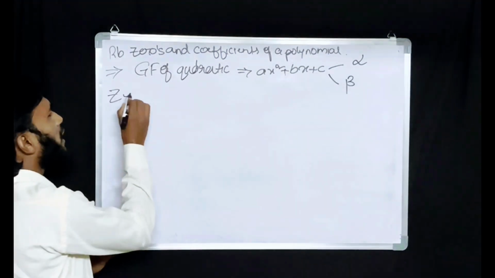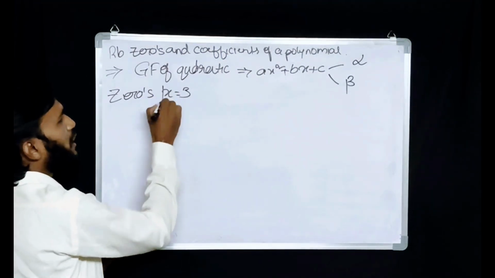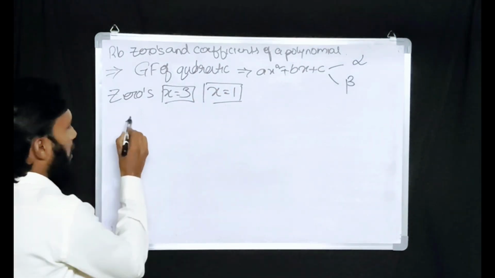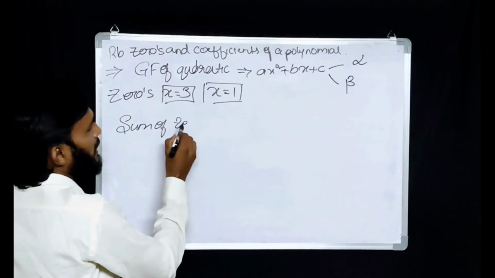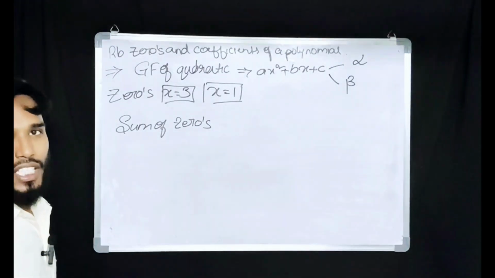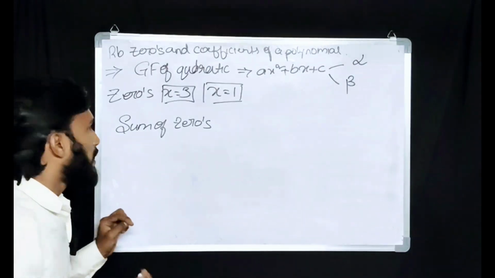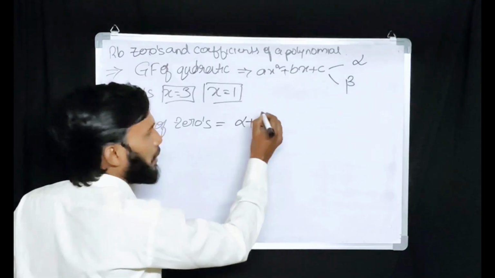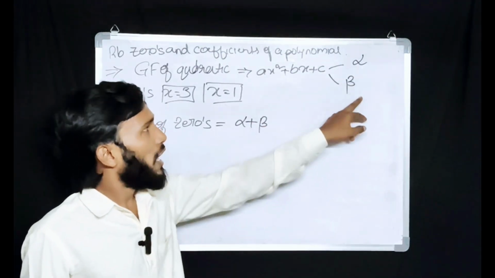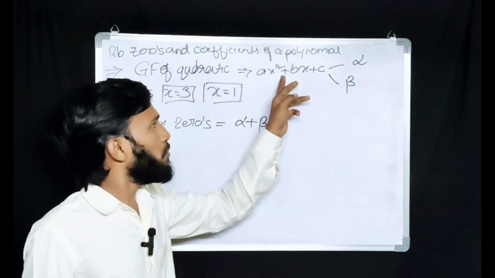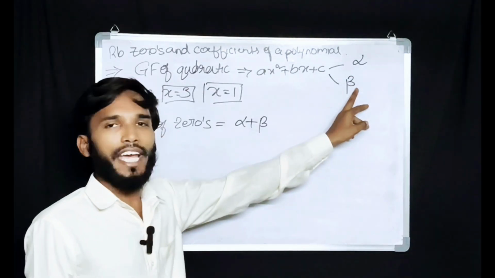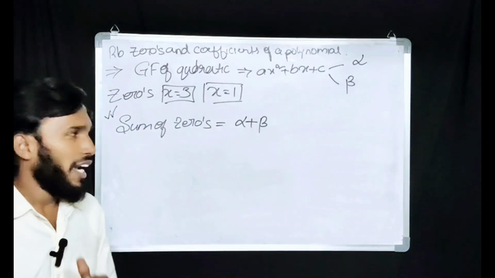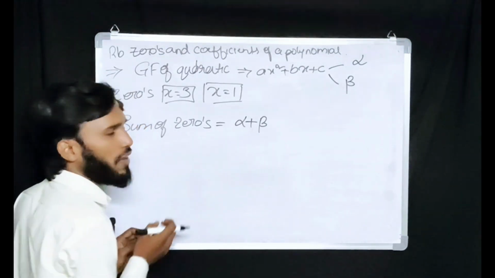Now, what zeros did we get in the previous example? One is x = 3 and the other is x = 1. Remember this. Next, the sum of zeros. This is about the relationship between zeros and coefficients. If you carefully observe, this is so easy. The sum of zeros is alpha plus beta. Here we have two zeros of this quadratic polynomial, alpha and beta. Sum means addition, so alpha plus beta.